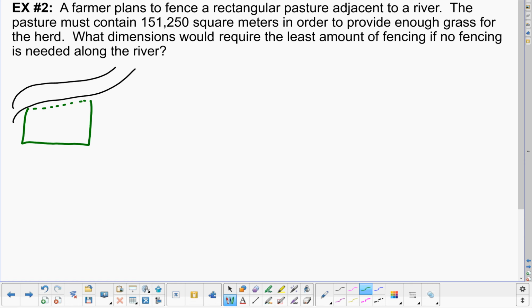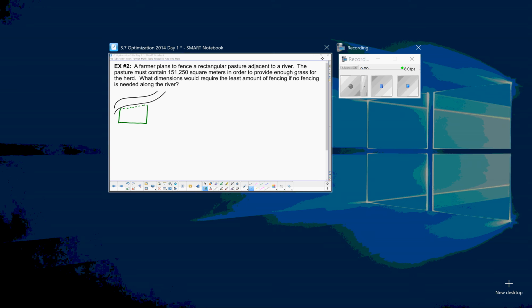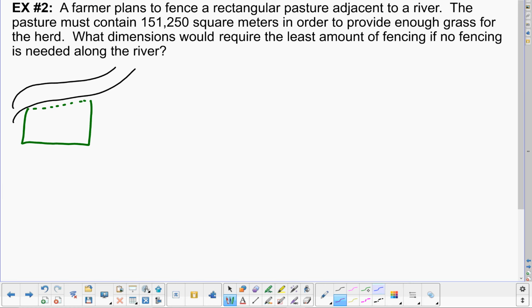bordered by the river. I'm going to call one of these dimensions x, and the other one, let's grab a pen here, this will be x and this will be y. Now, a farmer plans to fence a rectangular pasture adjacent to the river. The pasture must contain 151,250 square meters in order to provide enough grass for the herd. What dimensions would require the least amount of fencing if no fencing is needed along the river?